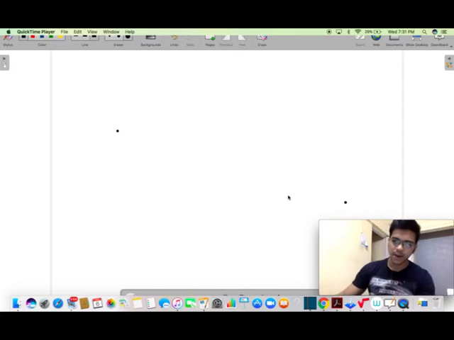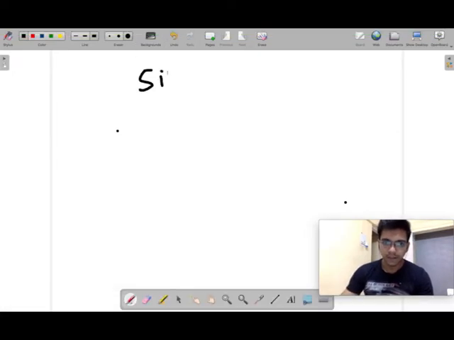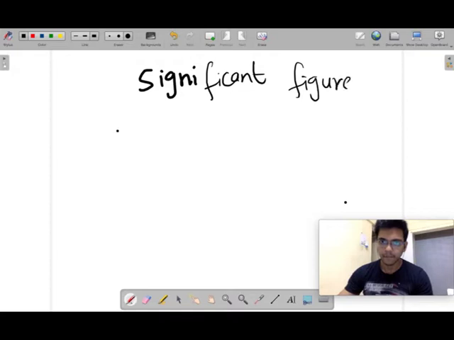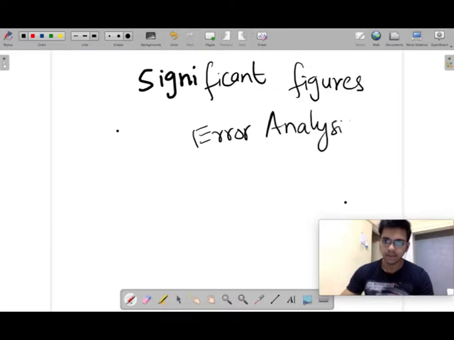This is the third part in the three-part series. The first topic, which is units, dimensions and measurements, is broken down into three parts, and this is the third part. We're going to talk in this chapter about significant figures, and then we're going to go into error analysis. So I hope you guys have watched the first two parts. So, significant figures and error analysis.